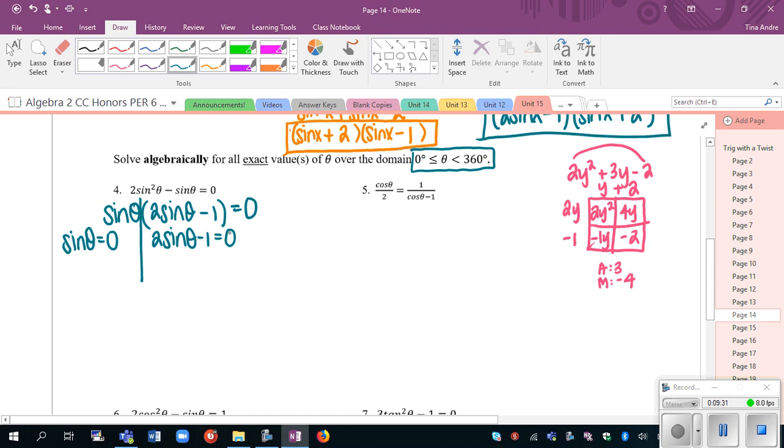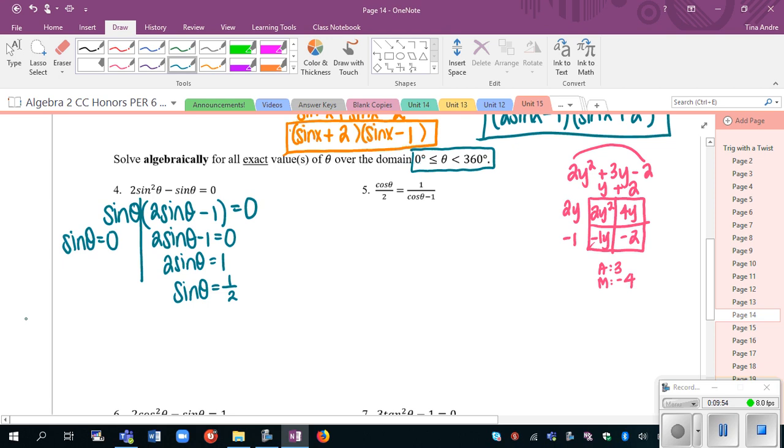And now I can think about these as my first degree trig equation. So now I'm going to isolate my trig function. This one's already good to go. Over here, this is going to end up being 2 sine of theta equals 1, sine of theta equals 1/2. And now I want to find my reference angles.